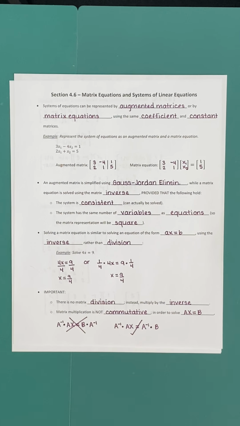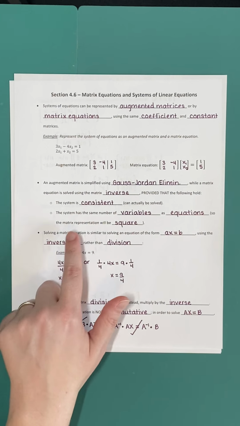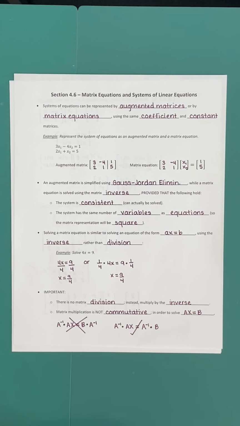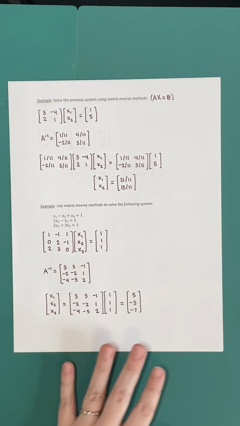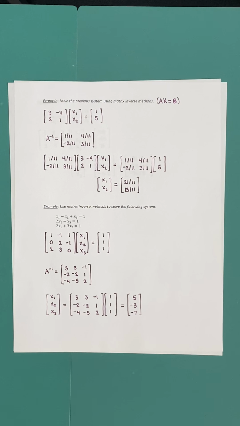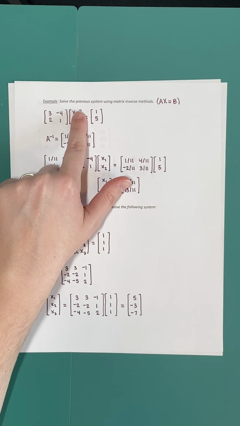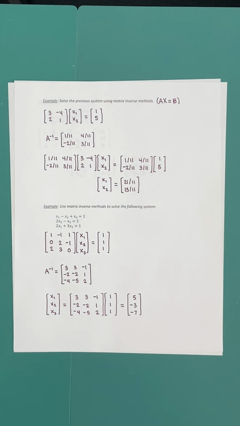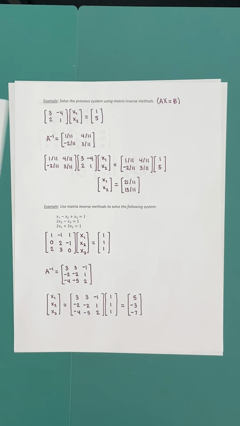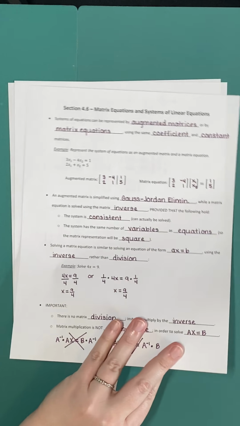We just have to be a little bit more careful about our order, and determining what this inverse is going to be is a little bit more involved than just taking 4 and relating it to 1/4. So let's look at an actual example of what this would look like. We have the previous system, the one we just looked at. We want to solve it using the matrix inverse. In other words, solve the matrix equation.